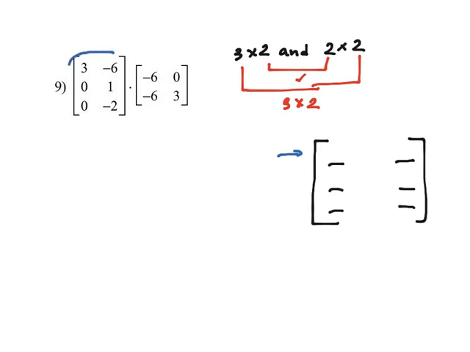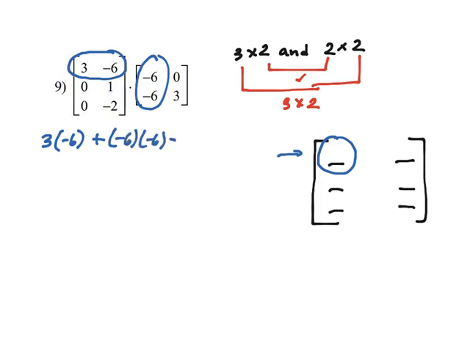I'm going to do first row, first column, and I'm going to get this number right here. So I'm going to multiply the first number, 3, times negative 6, and add it to negative 6 times negative 6, which gives me negative 18 plus 36, which is 18. So it's 18.